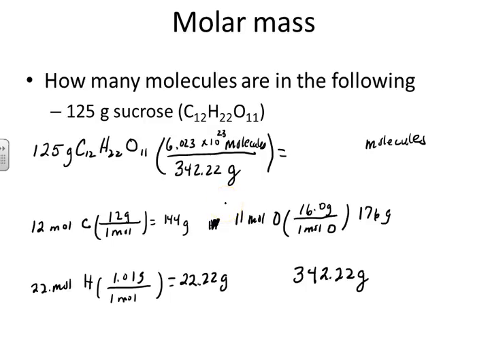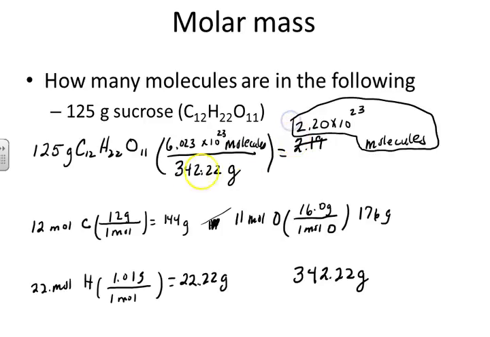So then we have, just simply to do the multiplication and division, 125 multiplied by Avogadro's number and divided by 342.22, and that gives a number of molecules equal to 2.19. Actually, let's make that 2.20 times 10 to the 23rd power of molecules.